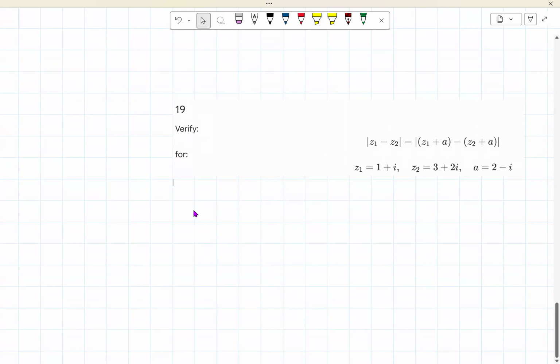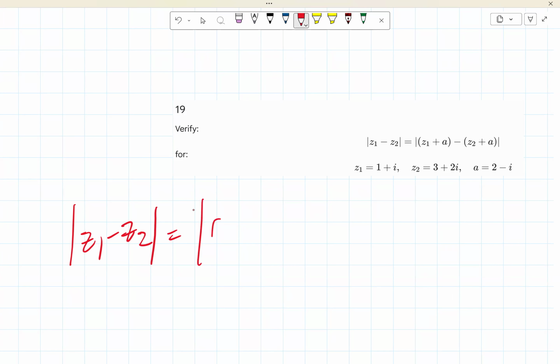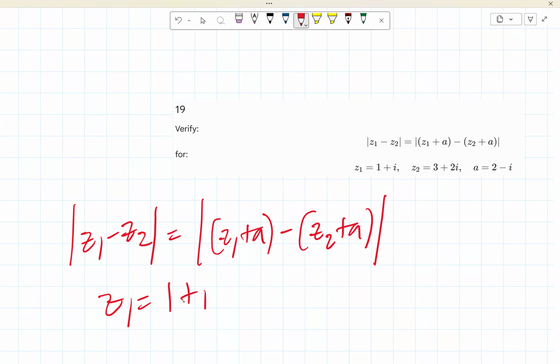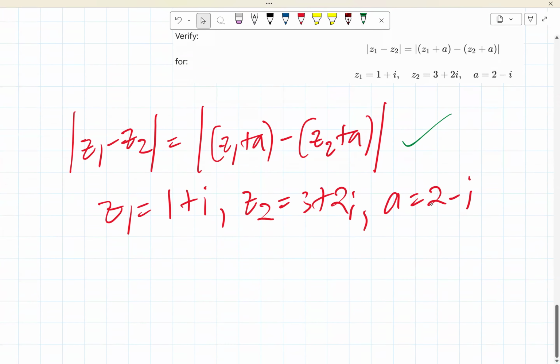So we want to verify that the absolute value of Z1 minus Z2 equals the absolute value of Z1 plus A minus Z2 plus A, given that Z1 is 1 plus i, Z2 is 3 plus 2i, and A is 2 minus i. So we want to verify that this statement is actually the same.